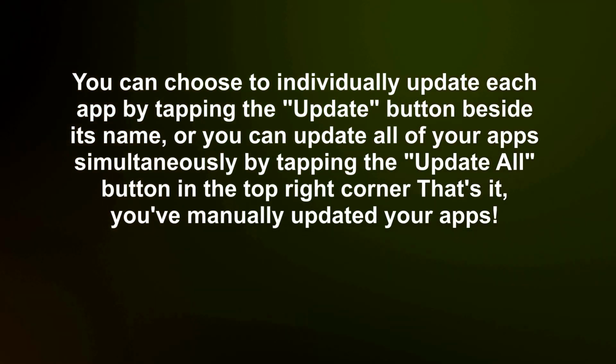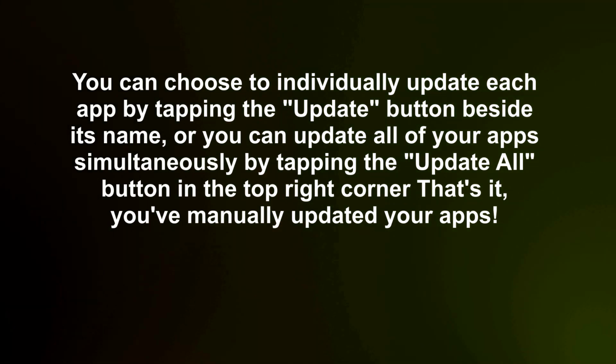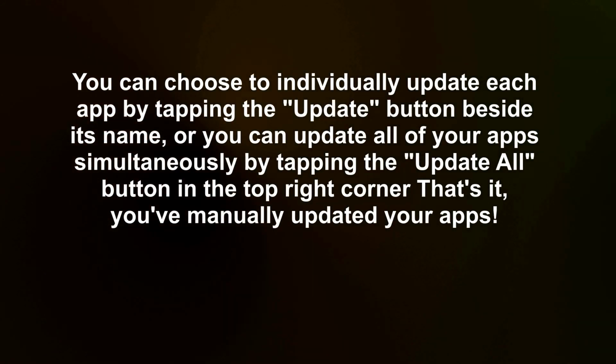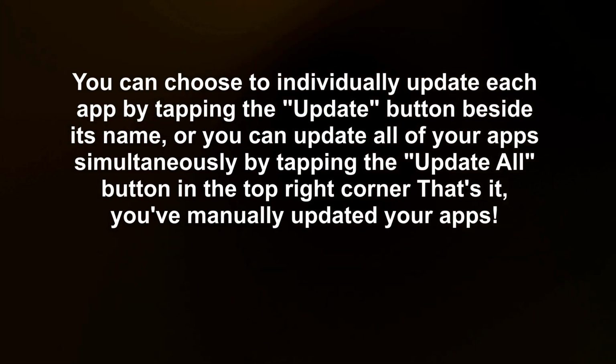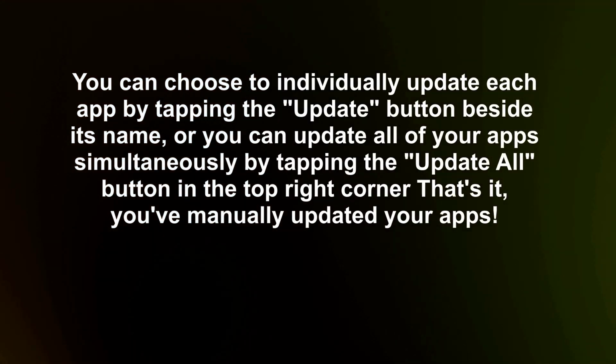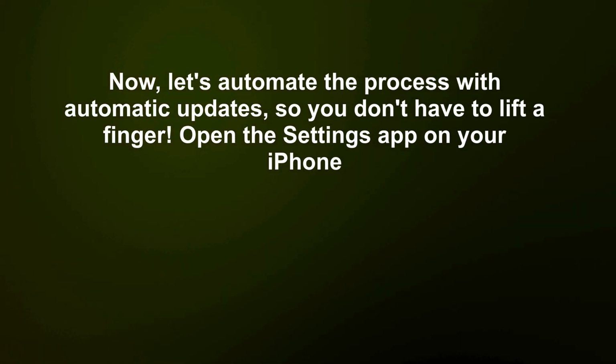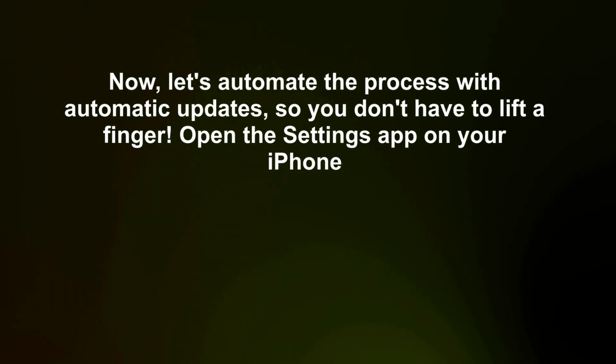You can choose to individually update each app by tapping the update button beside its name, or you can update all of your apps simultaneously by tapping the Update All button in the top right corner. That's it. You've manually updated your apps. Now, let's automate the process with automatic updates, so you don't have to lift a finger.